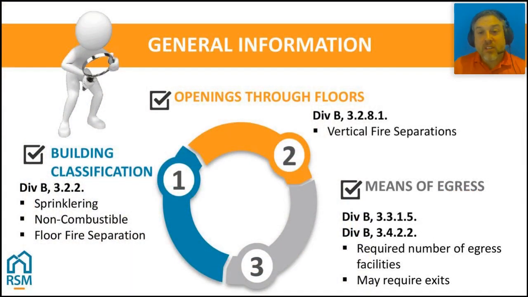When you're dealing with mezzanines, there are three big points that you're really trying to tackle, and they're the things we're going to tackle today. When you have a mezzanine, it's going to affect three items. It's going to affect the building classification, your 322 articles. It's going to affect sprinklering, non-combustible construction for the building, or floor fire separations. So these are big ticket items, huge ticket items.